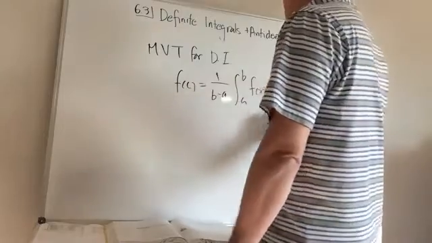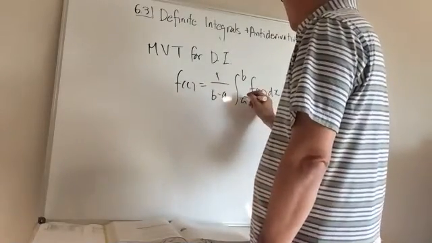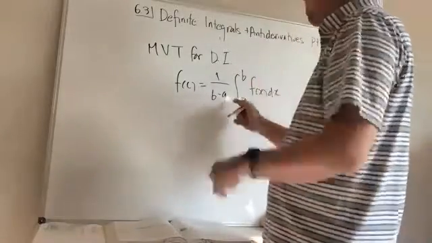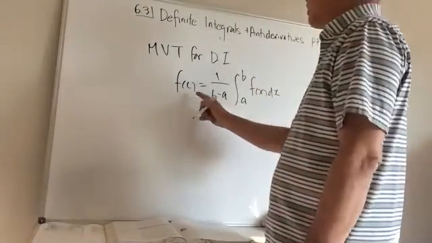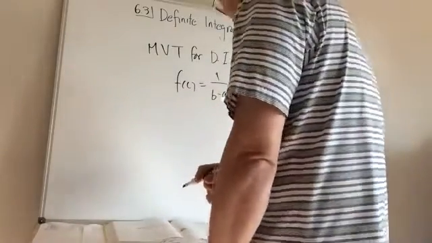Anybody remember what this was? The average value, right? So at some point you're going to have a C where it's going to be the same as the average value. Okay, and that's what they're saying.